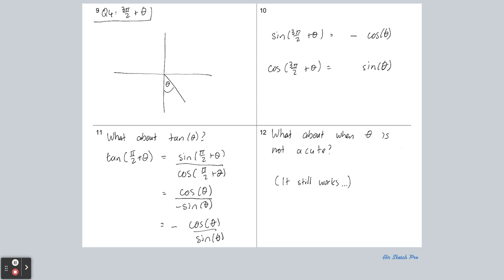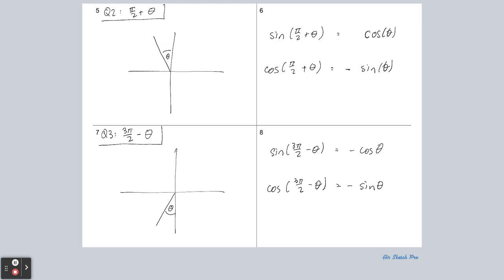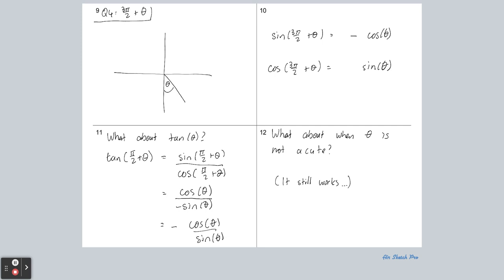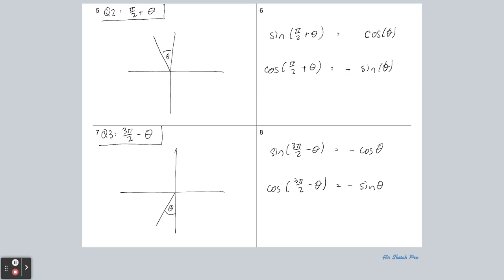What about if theta is not acute? So every single time we've assumed that theta is acute. So when we say pi on 2 plus theta, we're just adding a little bit like that. Well, it turns out that if theta is not acute, these relationships still work. So we don't really have to consider whether theta is acute or not when making this straight swap like so.